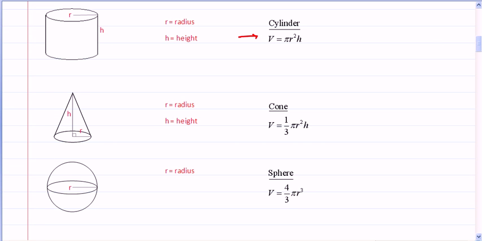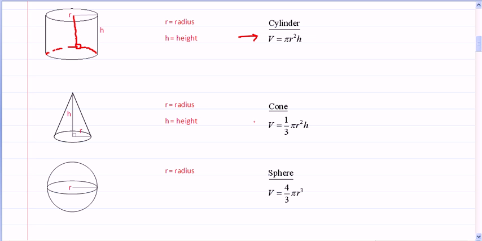Cylinder's formula is volume equals pi r squared h. R represents the radius and h represents the height. Sometimes the height is shown here. And the height will always make a perpendicular angle or right angle with the circular base.